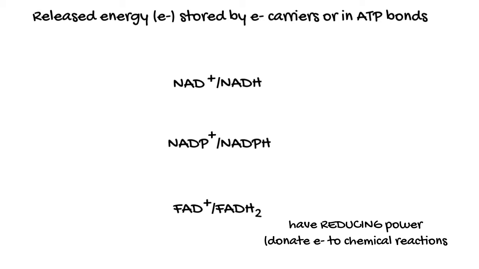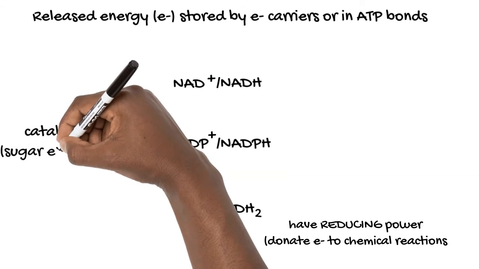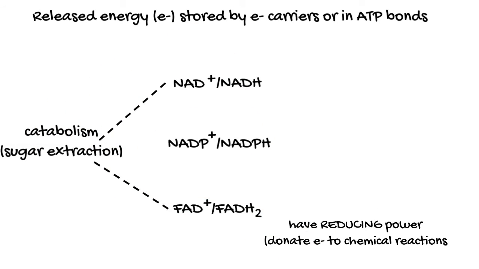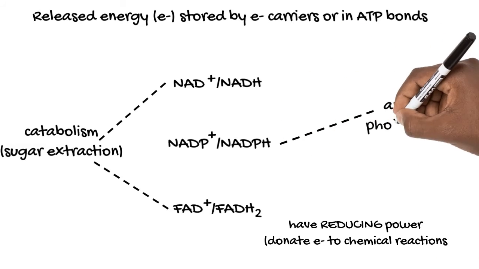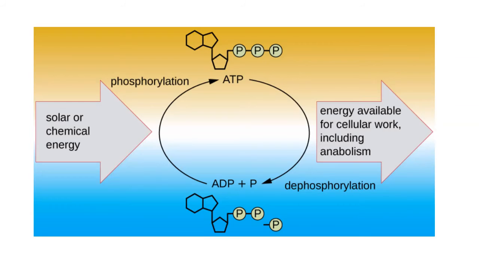NAD and FAD play a role in catabolic reactions, meaning they break bonds to extract sugar from larger molecules. NAD, NADH is the most common electron carrier used in catabolism. NADP participates in anabolic photosynthetic reactions, building sugars from smaller molecules in light reactions.